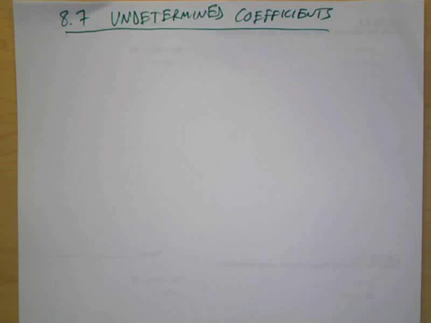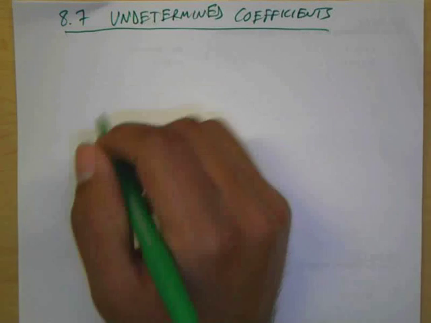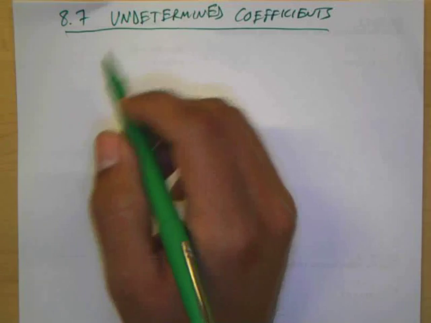And then, depending on which method you want to use, today we'll do undetermined coefficients. Tomorrow we'll talk about variation of parameters. Depending on which method, that's what you use just to find the particular solution. Okay, so today we'll start with kind of the easier one to digest.